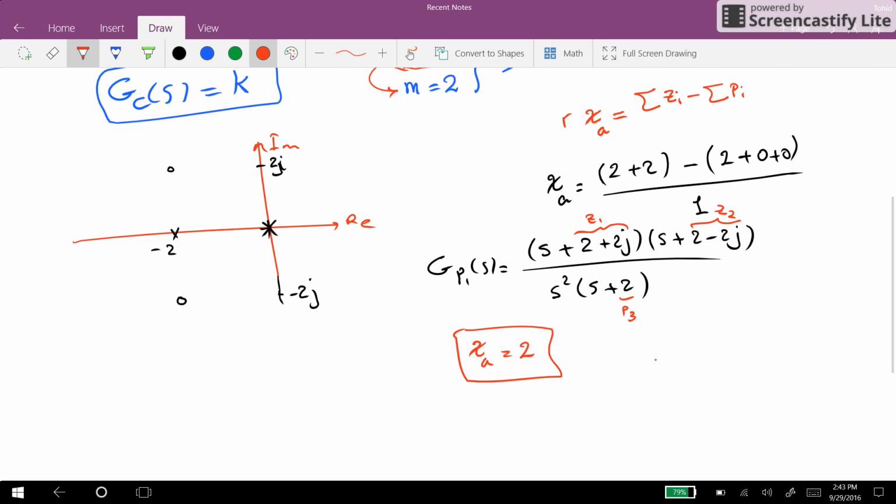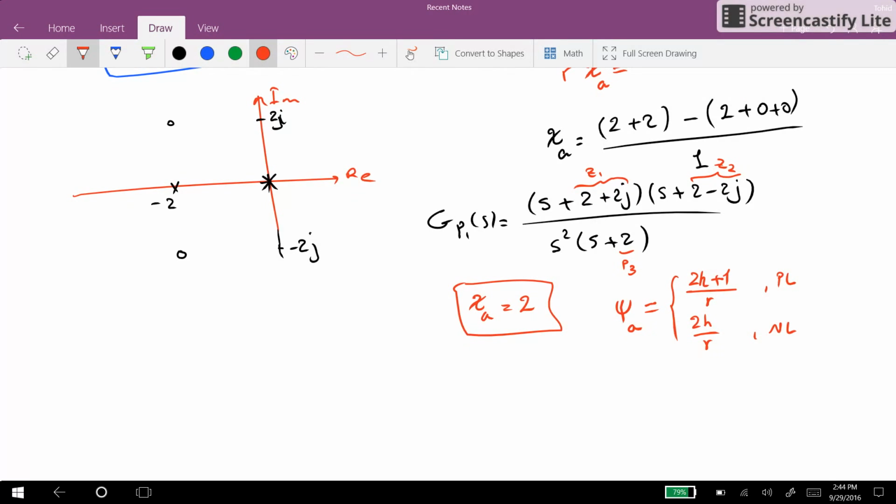And for the angle of the asymptote, we have (2h plus 1) over r for the positive locus, and 2h over r for the negative locus. Again, r is equal to 1. As a result, the angle of the asymptote will be equal to, replacing h with 0, we will have times pi. We will have pi for the positive locus, and we will have 0 for the negative locus.